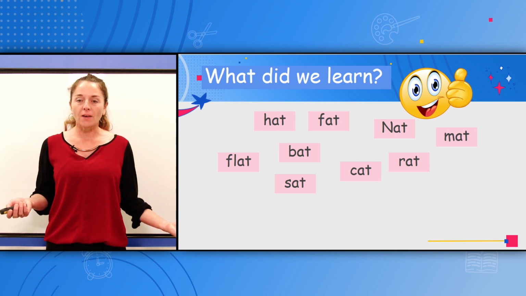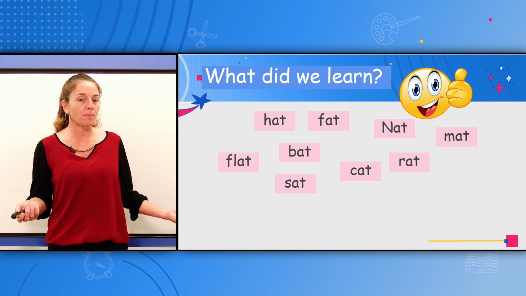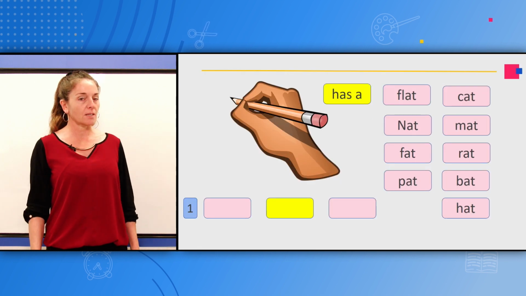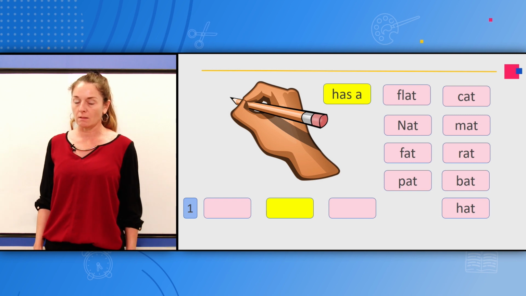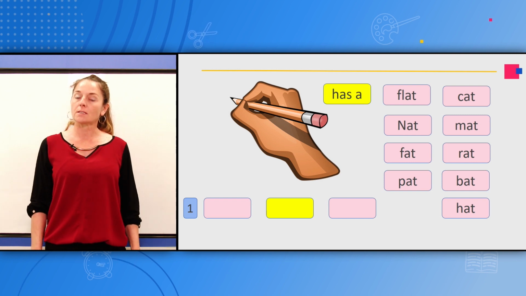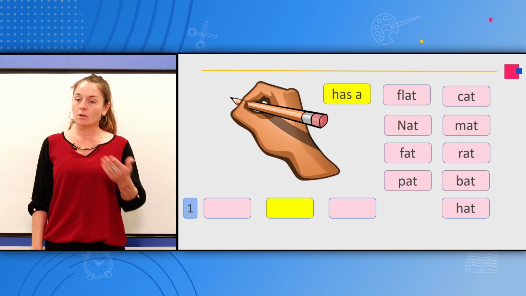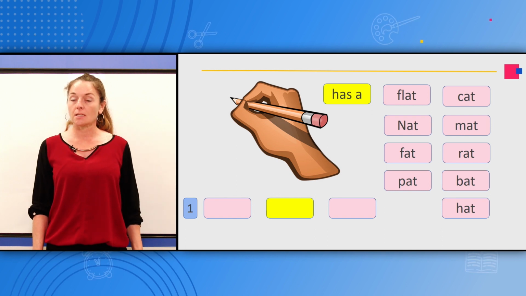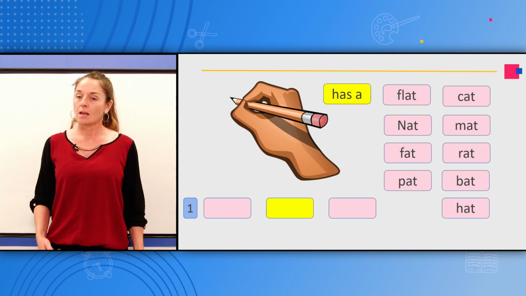Wow. Hat, fat, Nat, mat, rat, cat, bat, sat, flat. You can write sentences with these words. You know them very well. Look at the form of the sentence. Look at the words. You can make up sentences. It's easy. Let's try.